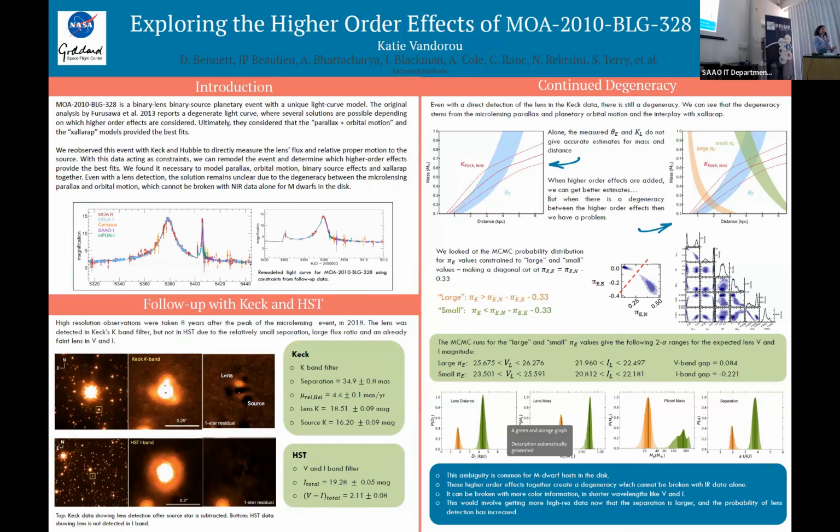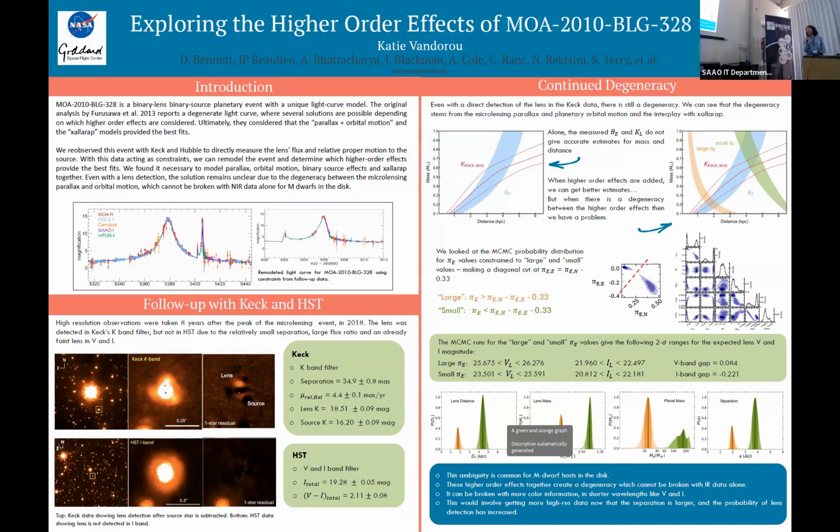So we remodeled the light curve using the follow-up data as constraints, and we saw that without being able to constrain the parallax, we get two possible solutions. We investigated these by looking at the probability distribution of parallax values. We separated them into large and small and looked at them separately, with large and small being determined by that criteria there.